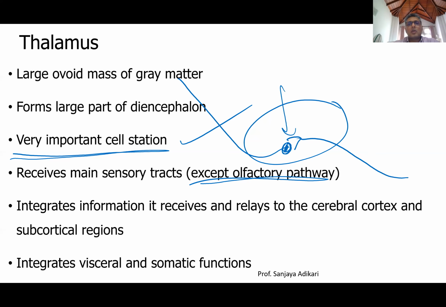Because of these many relays, you get a lot of nuclei. Nuclei are collections of cell bodies. Wherever you get a nucleus, that is a collection of cell bodies in the thalamus. And the other important thing is that the thalamus integrates visceral and somatic functions.